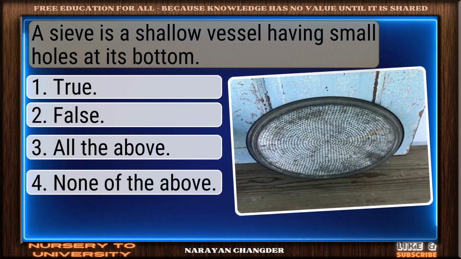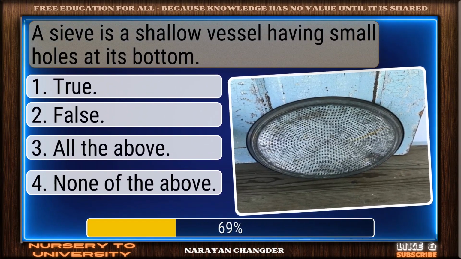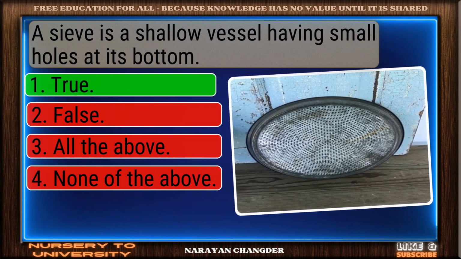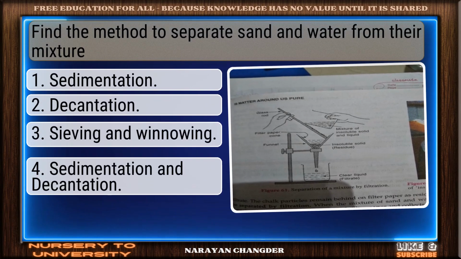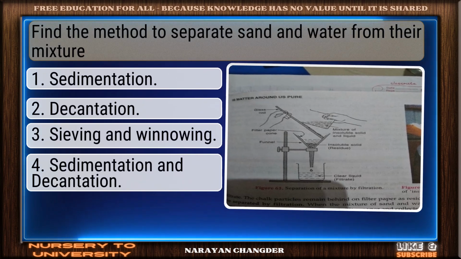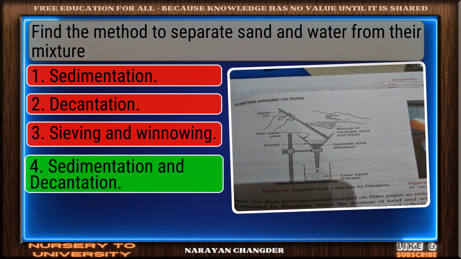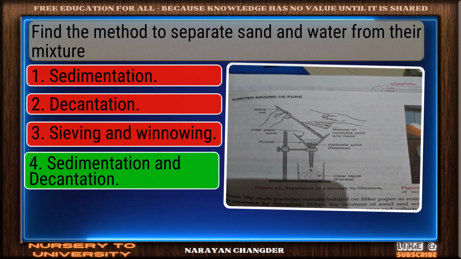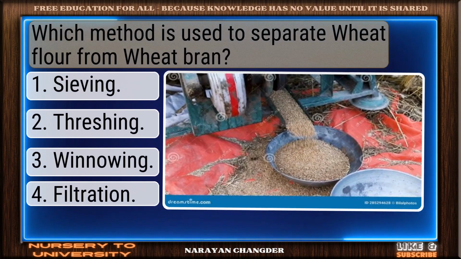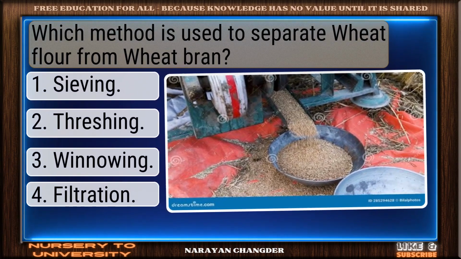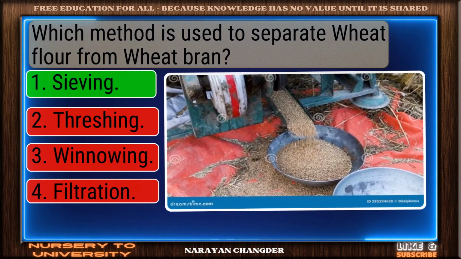A sieve is a shallow vessel having small holes at its bottom. Well picked. True is the correct answer. Find the method to separate sand and water from their mixture. Nice work. You chose sedimentation and decantation, and it is correct. Which method is used to separate wheat flour from wheat bran? Strong choice. Sieving is the right answer.